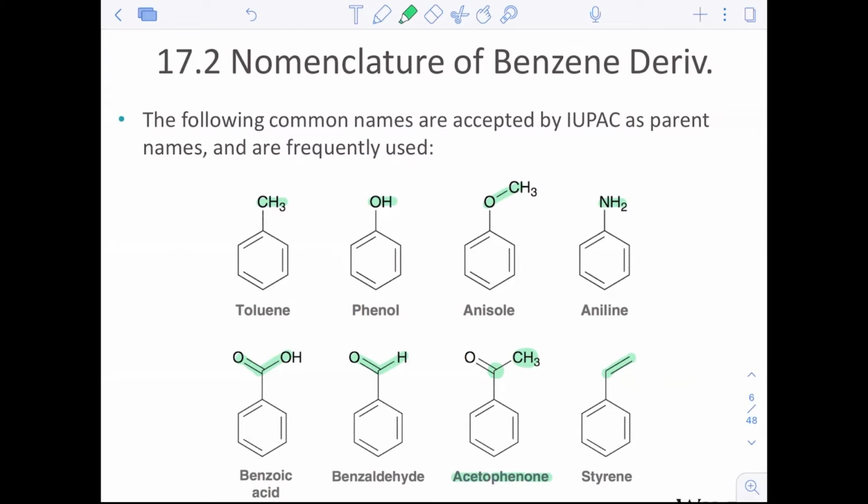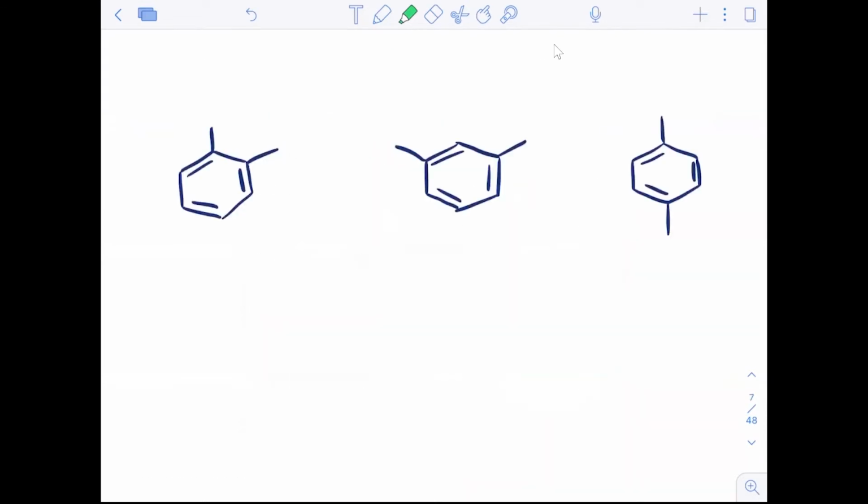You should know these 8 common names. These are the ones that I would require you to know, not only for our communication purposes, but also for laboratory purposes as well. The only other thing that we want to be able to talk about is when we get a di-substituted, right? 2 substituents on benzene. For di-substituted, we don't necessarily need to know the names, but what we do need to know is the location of the substituents on the benzene ring.